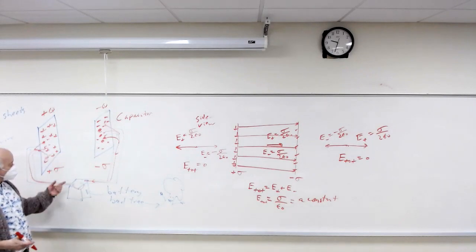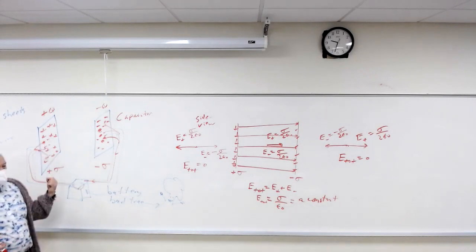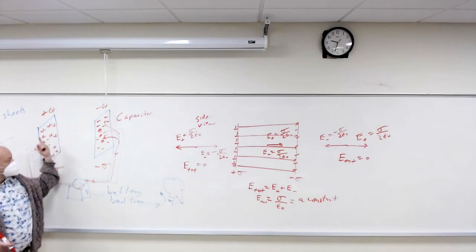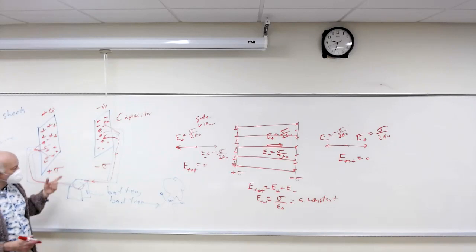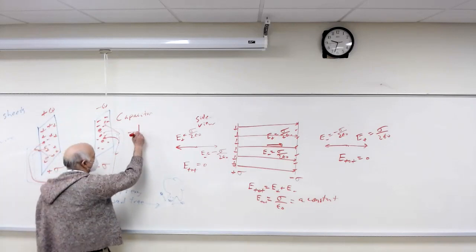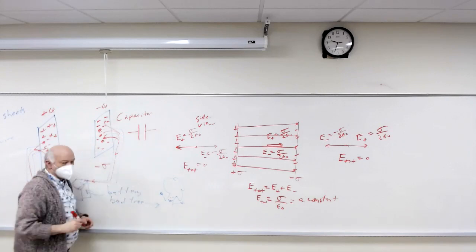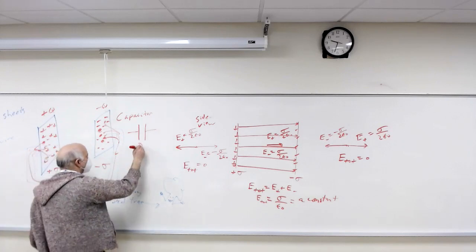Okay, well, let me show you how you're going to write this. It's too cumbersome to keep writing it like this as you draw a capacitor. So the symbol for a capacitor is going to be two parallel lines. This will be the symbol.